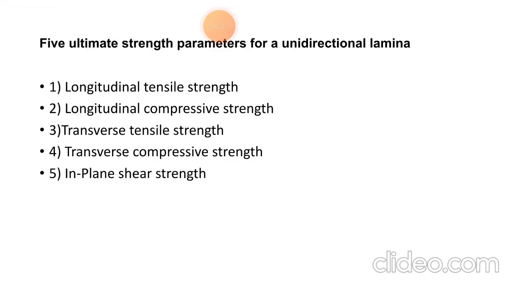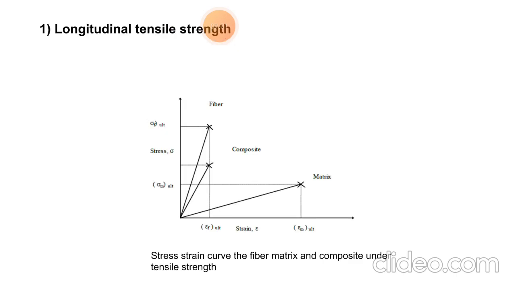Now we show the 5 ultimate strength parameters for the unidirectional lamina. Number 1, longitudinal tensile strength. Number 2, longitudinal compressive strength. Number 3, transverse tensile strength. Number 4, transverse compressive strength. And number 5, in-plane shear strength. First one is the longitudinal tensile strength.